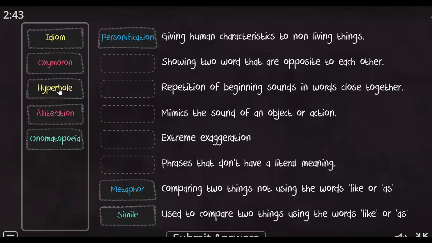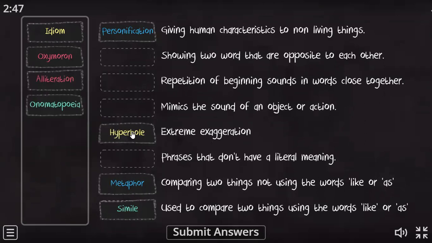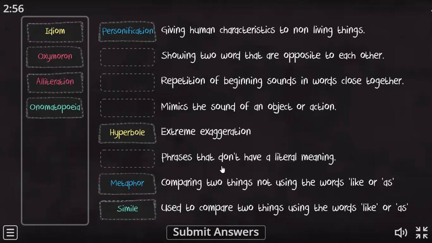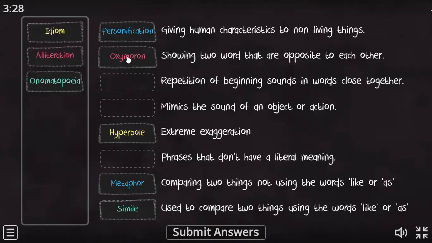Choose anyone. Phrases that do not have literal meaning, mimics the sound of an object or action, or repetition of the beginning sound in words close together. What do you think? Showing two words that are opposite to each other: oxymoron. Excellent. Oxymoron is showing two words that are opposite to each other.